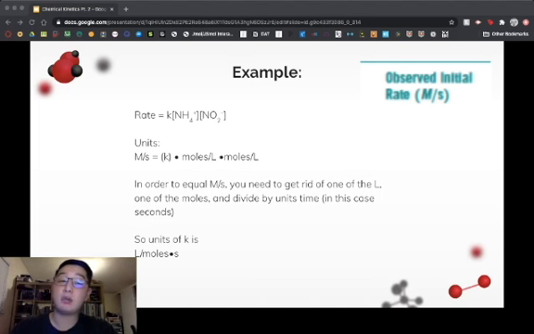Now obviously in this case we didn't have anything that was squared, but if you come across that, remember that the units there are also squared, and you'll need to divide by an additional moles or multiply by an additional liters anytime that you see that.